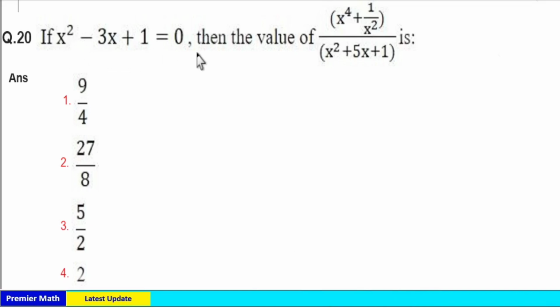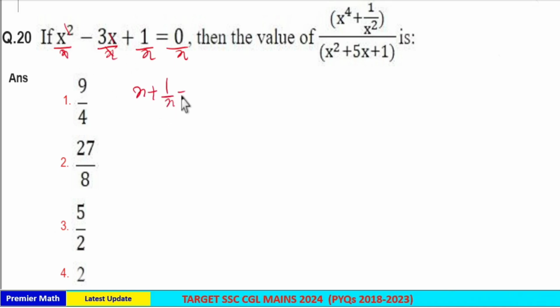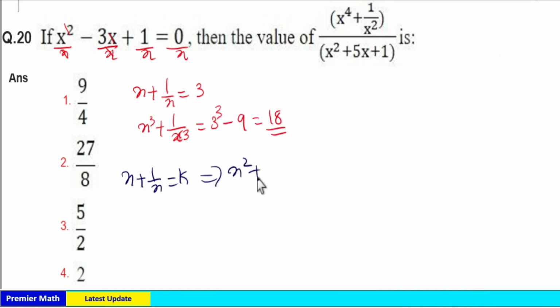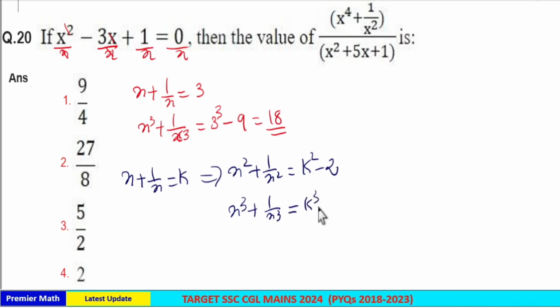If x square minus 3x plus 1 is 0, then find the value of the following. Here, divide each term by x. Now this will become x minus 3 plus 1 by x is 0, that is x plus 1 by x is 3. If x plus 1 by x is 3, then x cube plus 1 by x cube becomes 3 cube minus 3 into 3, which is 27 minus 9, 18. That is, if you have x plus 1 by x as k, then x square plus 1 by x square becomes k square minus 2, and x cube plus 1 by x cube becomes k cube minus 3k.